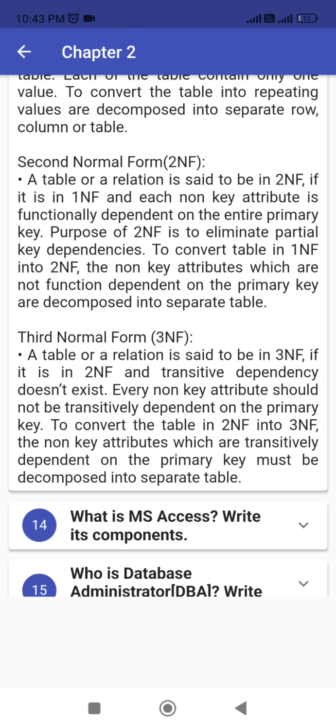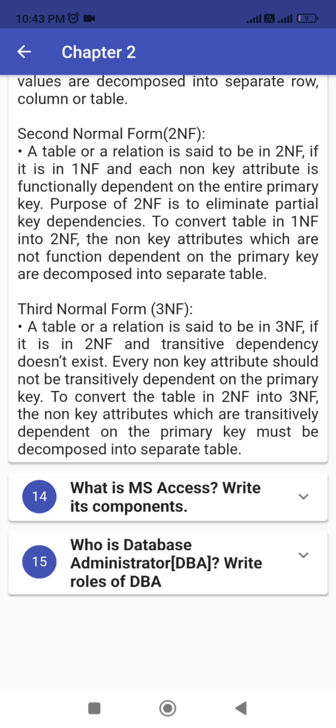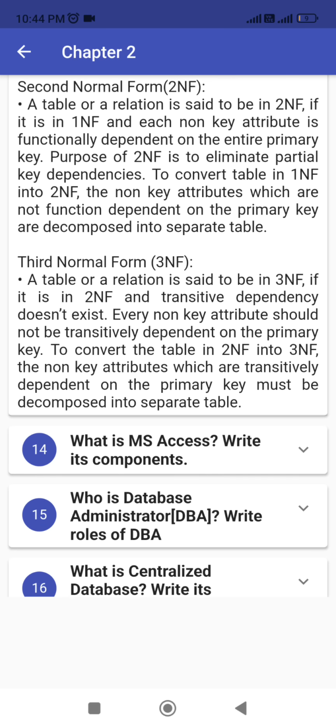Second normal form, 2NF. A table or a relation is said to be in 2NF if it is in 1NF and each non-key attribute is fully functionally dependent on the entire primary key. The purpose of 2NF is to eliminate partial key dependencies. To convert a table in 1NF into 2NF, the non-key attributes which are not functionally dependent on the primary key are decomposed into a separate table.